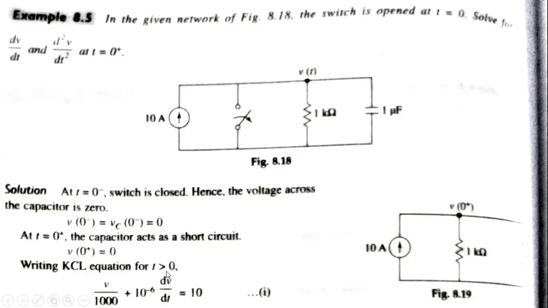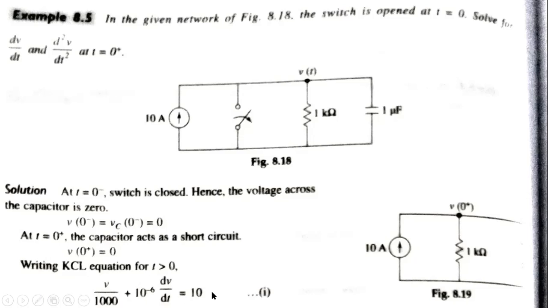Whenever the time period is increasing gradually from 0, that will be t greater than 0. So how can we write that equation? I is equal to V by R. But here not only the R is there; along with that R there is a capacitor, so we need to write the equation for the resistor as well as the capacitor. So I is equal to V by R plus the capacitor term.